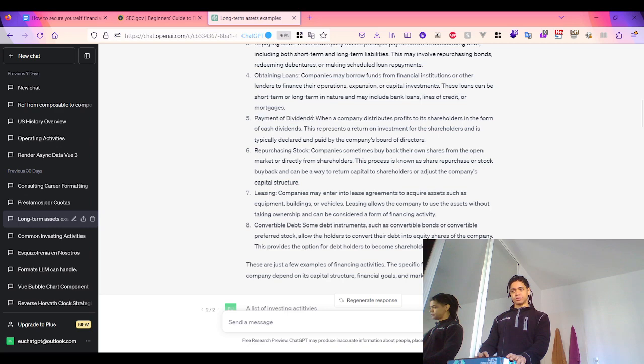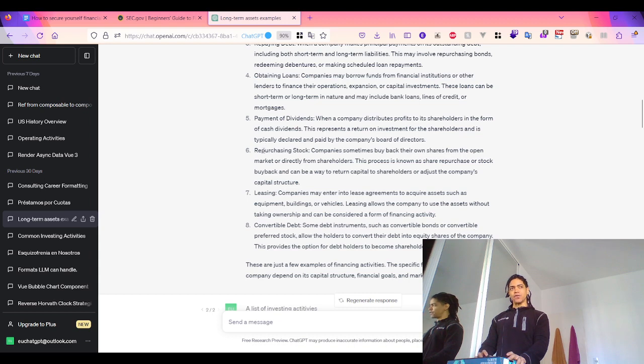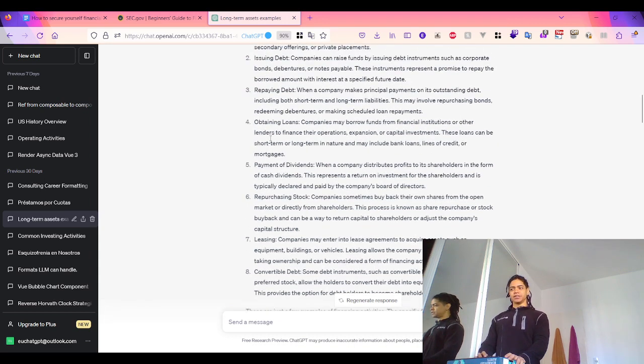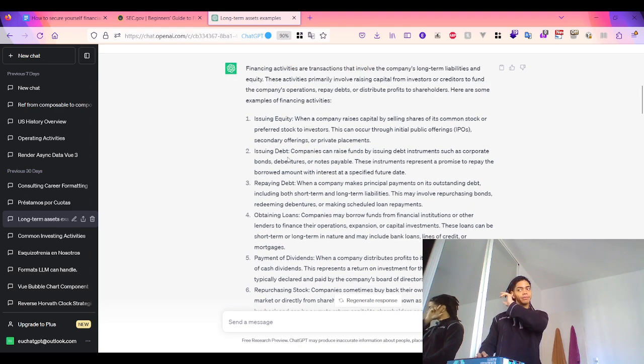Payment of dividends, repurchasing stocks, leasing. All right, so leasing is another financing activity. Leasing, repurchasing stocks, payment of dividends. Issuing equity, issuing debt.